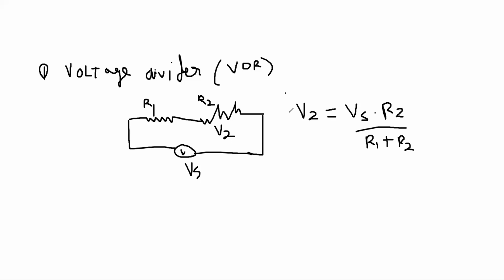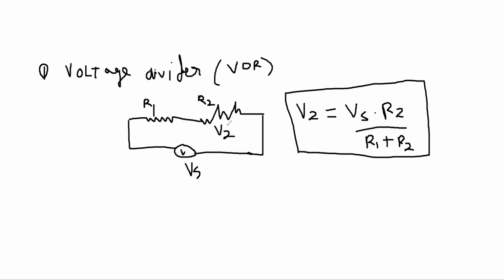If you want to find the voltage across any resistor which is connected in series, like if we are having two resistors in series, and you want to find the voltage across one resistor, the voltage V2 is across the resistor R2. So V2 is equal to the source voltage multiplied by the resistor across which you want to find the voltage, divided by R1 plus R2. Let us suppose this source voltage is 4 volt.